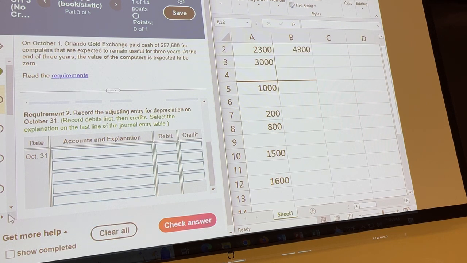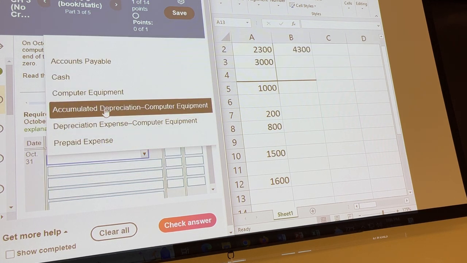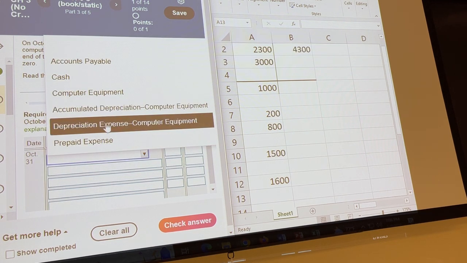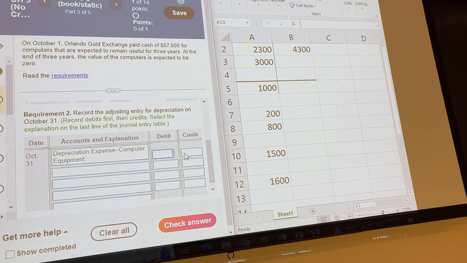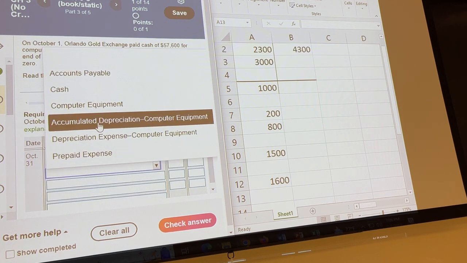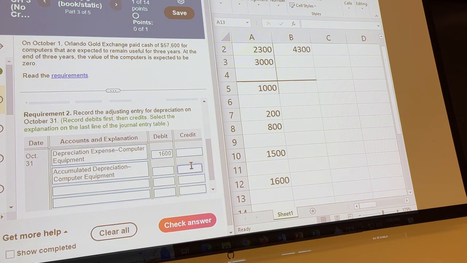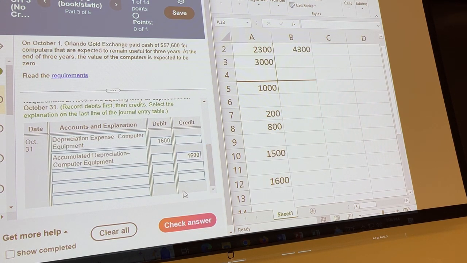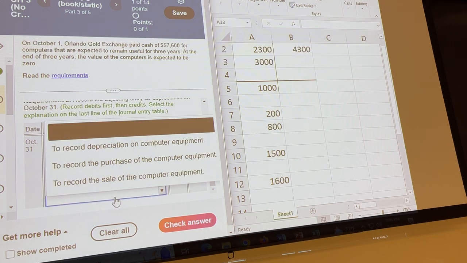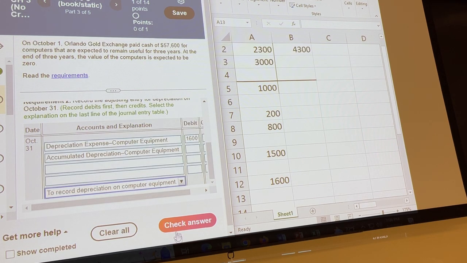Okay, then record the adjusting entry for the depreciation on October 31st. So we know it will say depreciation expense, computer equipment, 1,600. And then accumulated depreciation, computer equipment credit, 1,600. And at the bottom, to record depreciation on computer equipment.